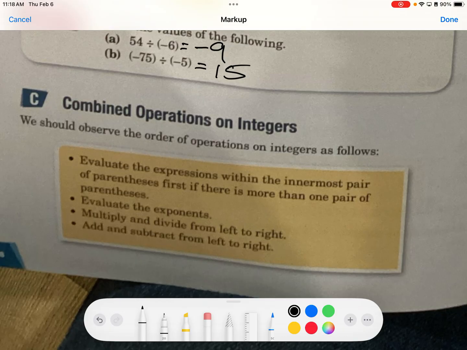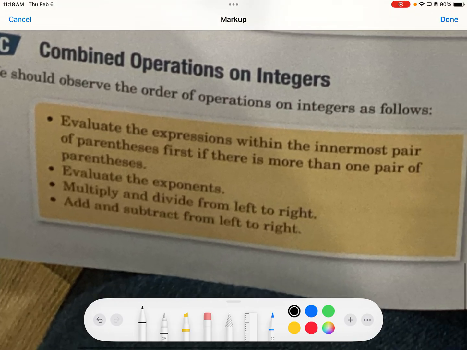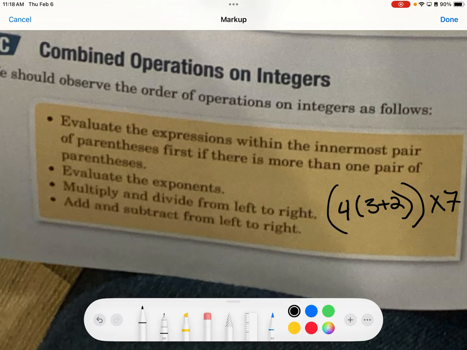We should observe the order of operations on integers as follows. Evaluate the expressions within the innermost pair of parentheses first, if there is more than one pair of parentheses. So, if I had 3 plus 2 times 4 times 7, I am going to do the innermost pair of parentheses first, because math can get kind of crazy.